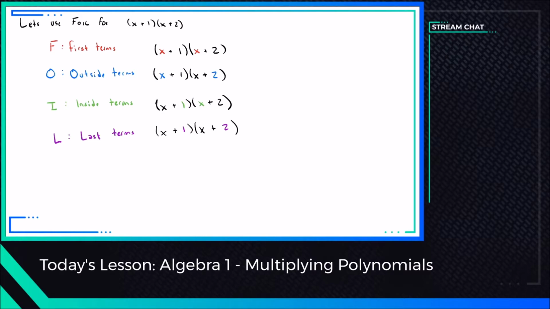So now what you're going to do is just multiply the first terms. So just multiplying the first terms is going to result in an x multiplied by an x, which is going to equal x squared.